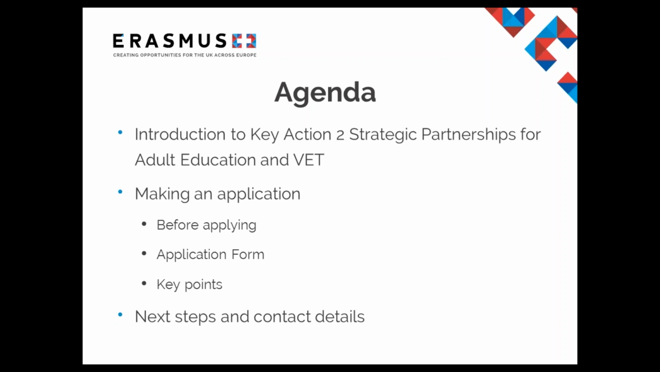First, I'll talk you through some of the steps you need to take before you begin completing the application form, and then we will go through the form together, completing certain parts, validating the form, and showing you how to utilize the distance calculator. Finally, after rounding up some key points, we will run through the next steps following the submission of your application and remind you how to contact the UK National Agency for additional support in the run-up to the deadline. Within this webinar, I will be referring to the Erasmus Plus Programme Guide.